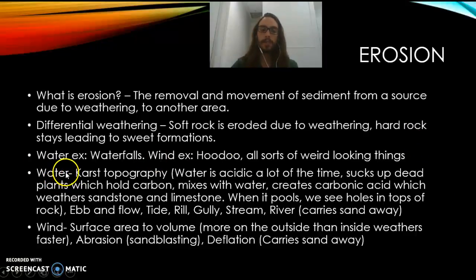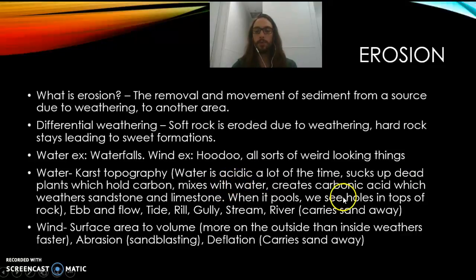For water, when we talk about erosion, you're going to see something called karst topography. Water in the air a lot of the times is acidic. We have carbon dioxide in the air. The water sucks that carbon dioxide up. The water also sucks up dead plants on the ground. That holds carbon. So when carbon mixes with water, it creates carbonic acid, which weathers sandstone and limestone. Conveniently, that's the kind of rock that is in this area.